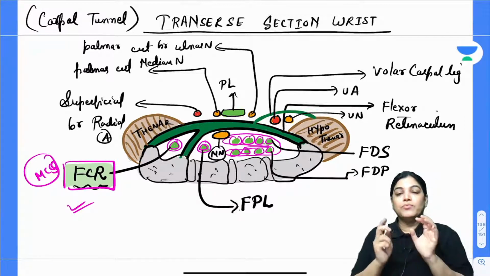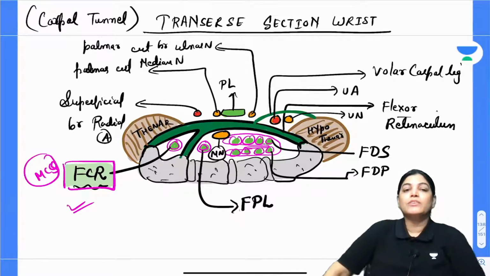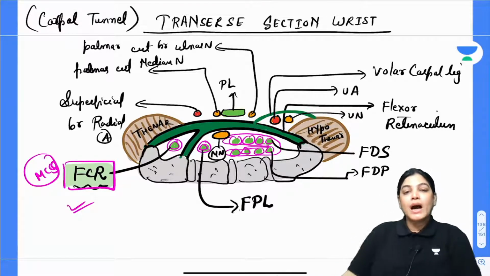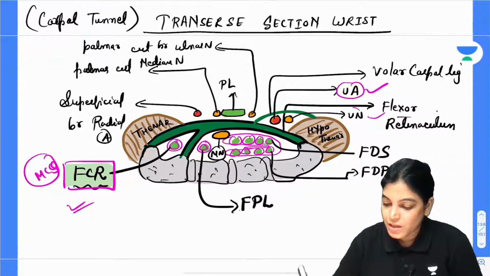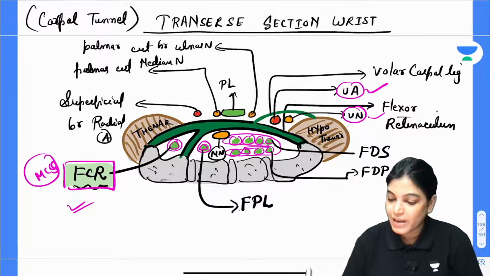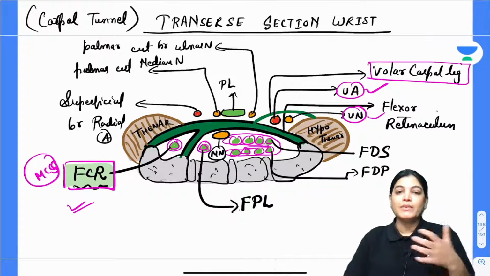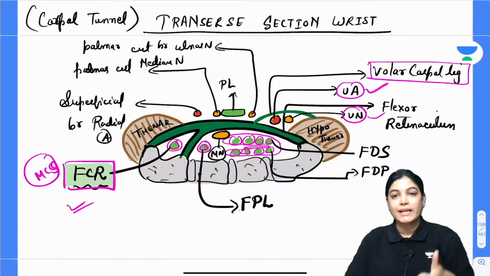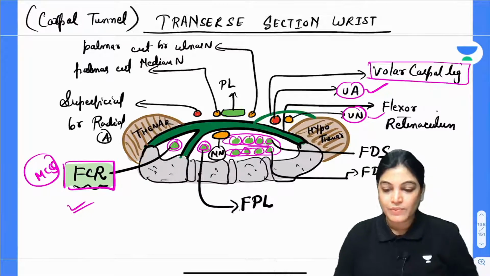As you can see, flexor retinaculum is Y shaped, and the structure passes through the gap between the two slips of flexor retinaculum. Ulnar nerve and ulnar artery pass superficial to flexor retinaculum, but they are covered by volar carpal ligament. Median nerve and flexor tendons FPL, FDS and FDP pass below the flexor retinaculum, that is carpal tunnel. So we have done with this.